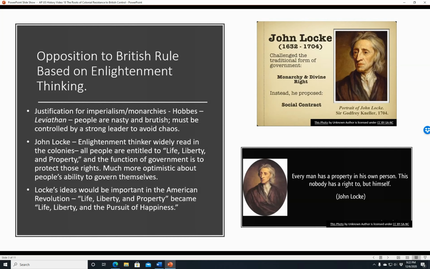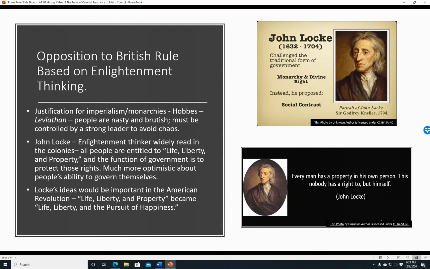Locke's ideas would be important in the American Revolution, and the life, liberty, and property statement became life, liberty, and the pursuit of happiness, most likely because the people writing the Declaration of Independence didn't want people to think, oh, well, okay, if we all have a right to property, then why don't you, wealthy landowners, give us some property? Certainly wouldn't want that.